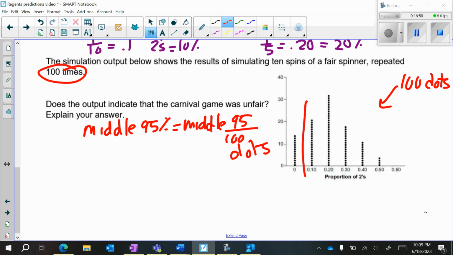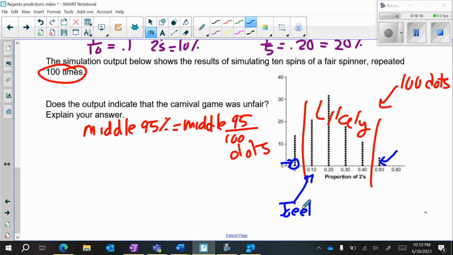So basically, the middle 95% would be somewhere here, and that is what is likely to happen by chance. And then the outside would be 5 dots, and 5 dots would be these 4, and then 2 more over here, okay? So her result that she got, Joette got 10% twos. Is that in the middle 95%? So the middle 95% is this middle 95 dots-ish, right? Is that result that she got in that middle area?